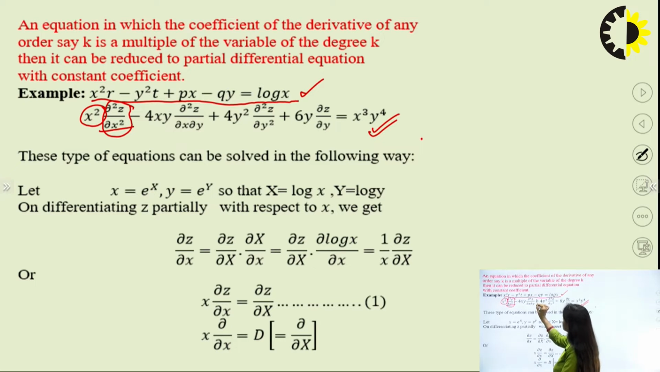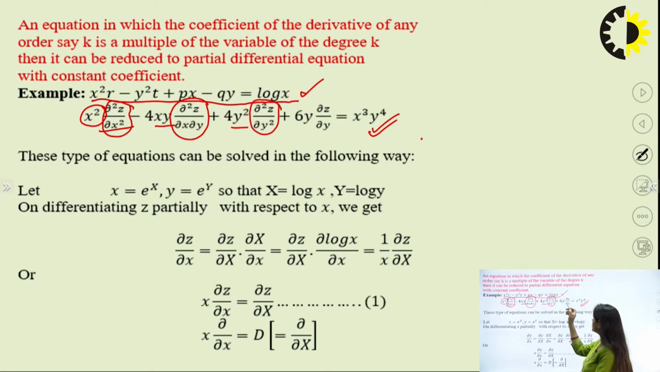Now similarly, see here, we have a derivative del 2z upon del x del y. This means this is the second derivative of z with respect to x and y. That is why the coefficient here is x and y both, right? Similarly, in this third term, we have the second derivative of z with respect to y, and we have the coefficient as y square.